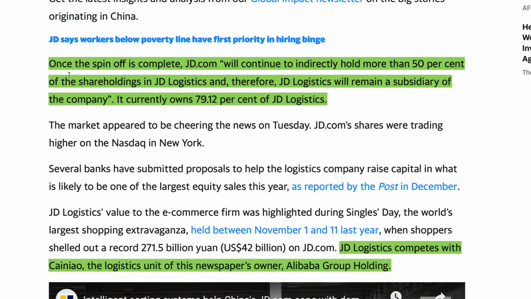According to South China Morning Post, once the spin-off is complete, JD.com will continue to indirectly hold more than 50% of shareholdings in JD Logistics, and therefore, JD Logistics will remain a subsidiary of the company. It currently owns 79.12% of JD Logistics. Now, I believe spinning off JD Logistics may unlock more value for JD.com going forward, as long as JD will still own a substantial share, let's say 50% or more in JD Logistics.